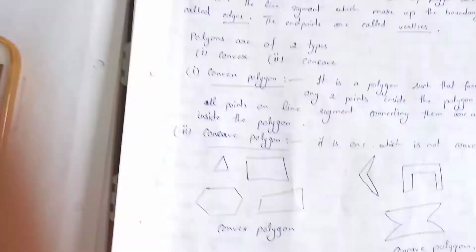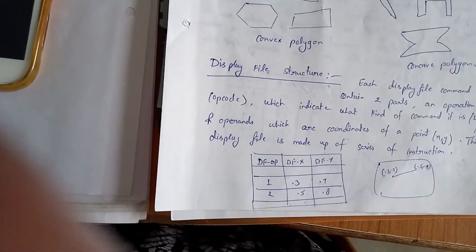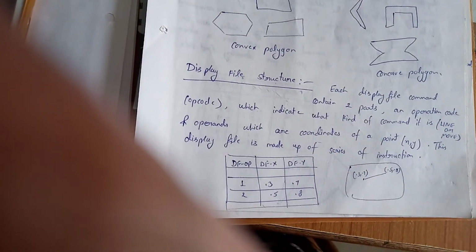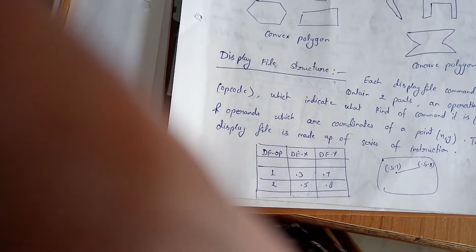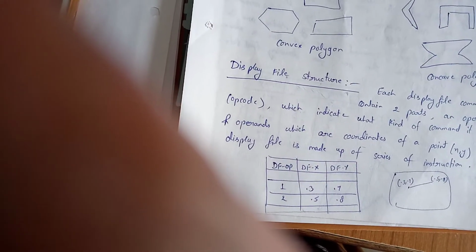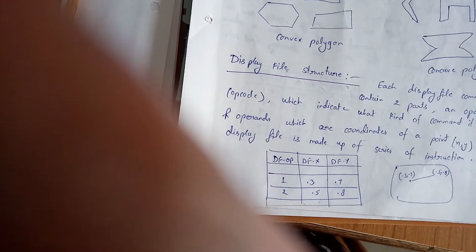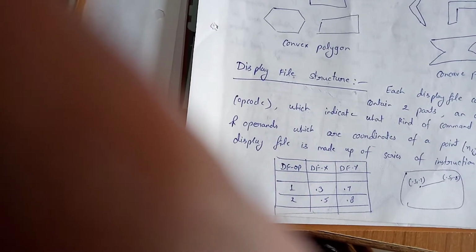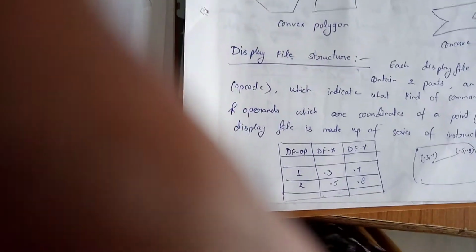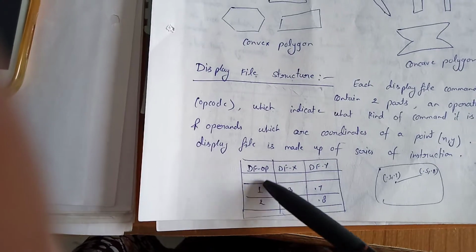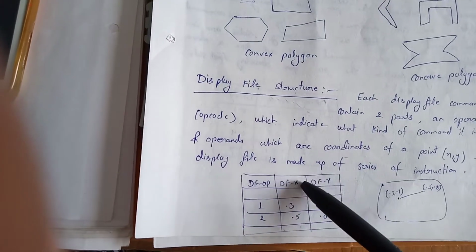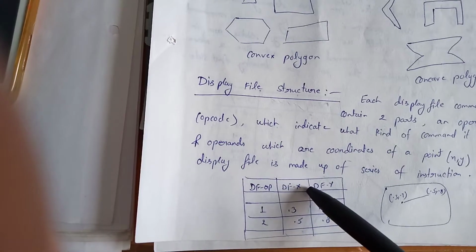From the storage point of view, a polygon can be saved in memory with the help of a storage structure known as display file structure. Basically, display file structure is a storage that contains two things. One thing is the opcode. Opcode means whatever the command, according to that the instructions are stored. Display file structure is just like a tabular format. The first column is for your command, and the second and third columns are for the coordinate system x and y.